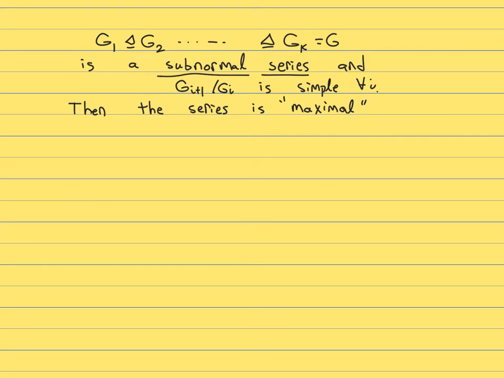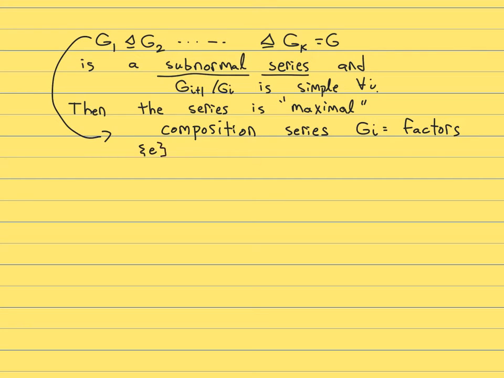In this case, this is called a composition series, and the G_i are called factors. And so the example I had previously is actually a composition series. You can check that my example with C2 sitting inside V, sitting inside A4, sitting inside S4 is in fact a composition series because V mod Z2 is isomorphic to Z2.